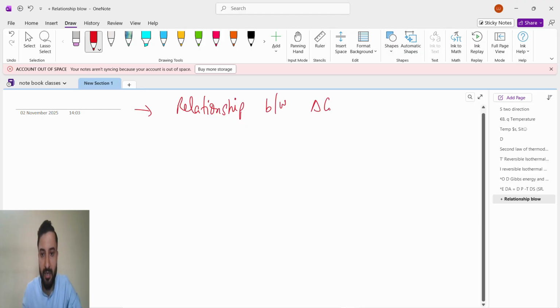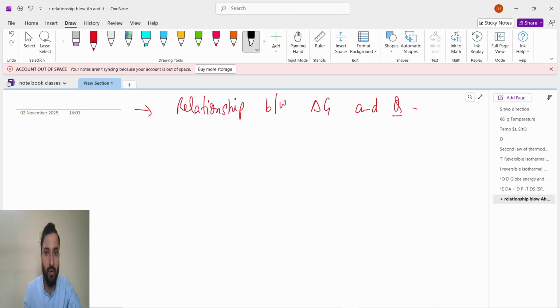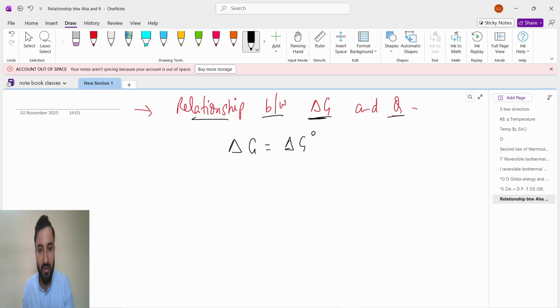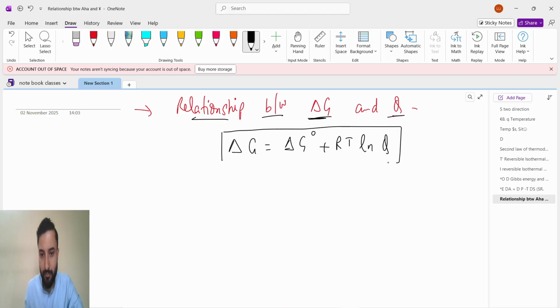This is the relationship between delta G, the Gibbs free energy, and Q, the reaction quotient. So delta G, the Gibbs free energy, is equal to delta G naught, where naught indicates standard, so the standard Gibbs free energy, plus RT ln Q. Ln means natural log of Q. This is the relationship. If they ask in the examination, you have to write that relationship.